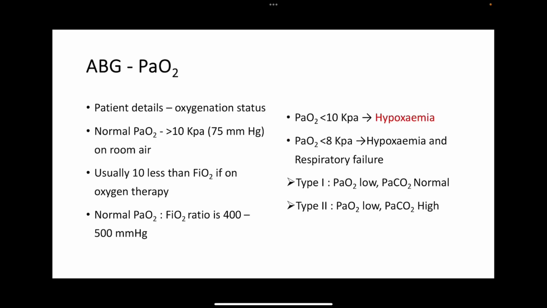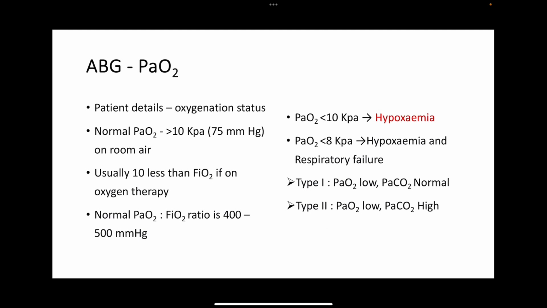In an ABG, the first thing to see is the PaO2, or the partial pressure of oxygen in arterial blood. It should always be correlated with the oxygenation status of the patient. The normal PaO2 is more than 10 kilopascals, that is 75 millimeter of mercury on room air. It is usually 10 less than the FiO2 if the patient is on oxygen therapy. So if the FiO2 is say 40%, then the PaO2 should be 10 less, that is 30 kilopascals.